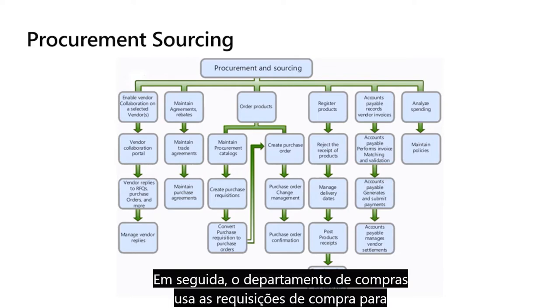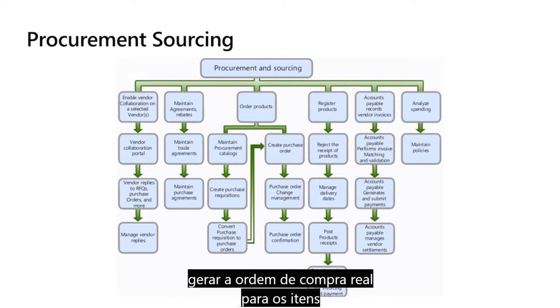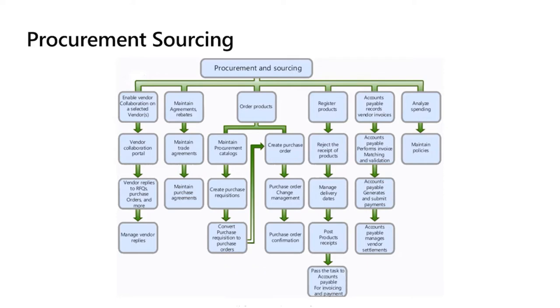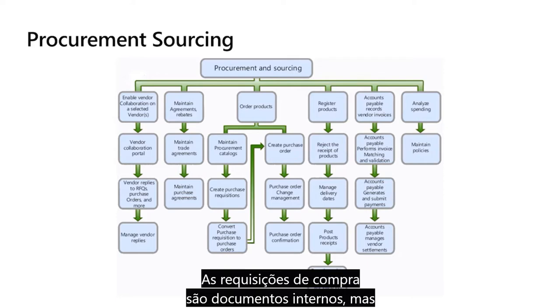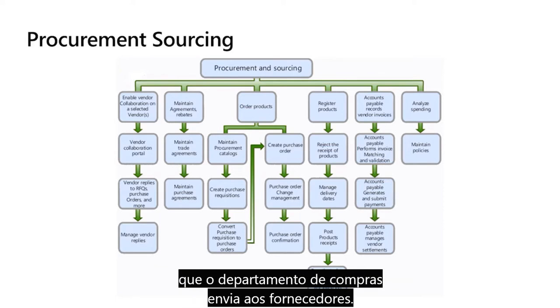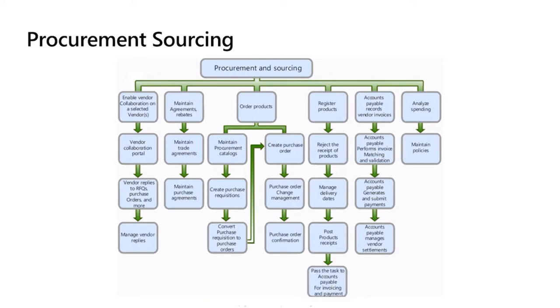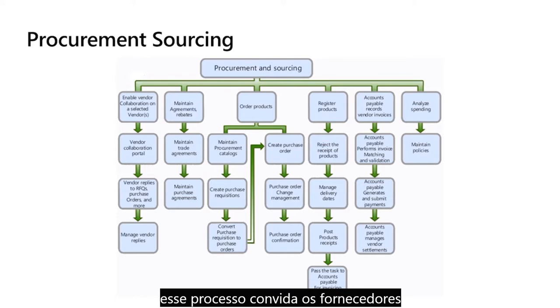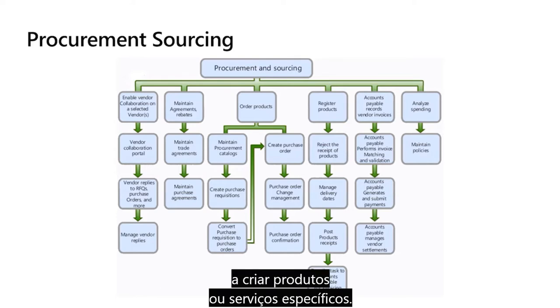Then the purchasing department uses the purchase requisitions to generate the actual purchase order for the items that have been requested by the employee. The purchasing requisitions are internal documents, but purchase orders are the equivalent of external documents that the purchasing department submits to the vendors. So then we move into the RFQ, which is the request for quotation, and this process invites suppliers to bid on specific products or services.